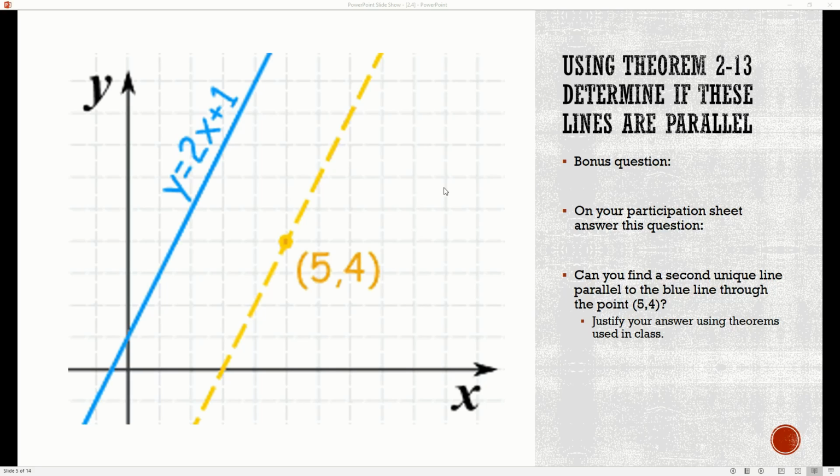I'm really looking forward to seeing these answers. You guys did so well on it on Friday. I think it's going to be impressive. I have no doubt about it.